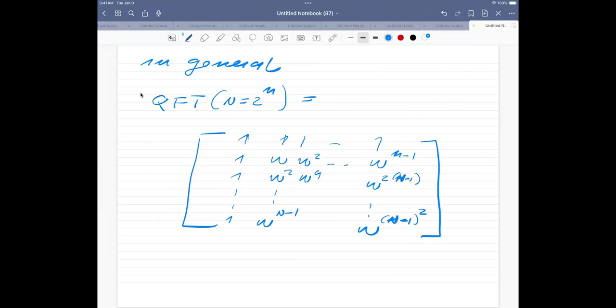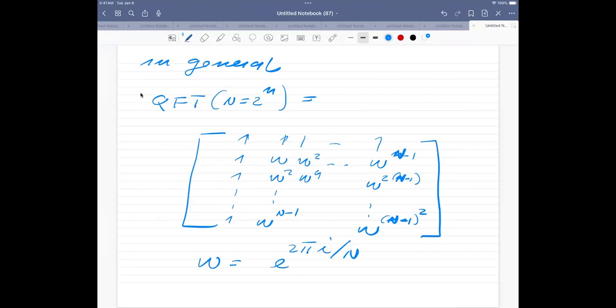This is the uppercase letter N. And this omega is equal to e to the power of 2 pi i divided by N. So this is a transformation which we obtain if we just want to do a matrix times vector calculation. But this is not very efficient when we want to translate it into quantum computing algorithms.